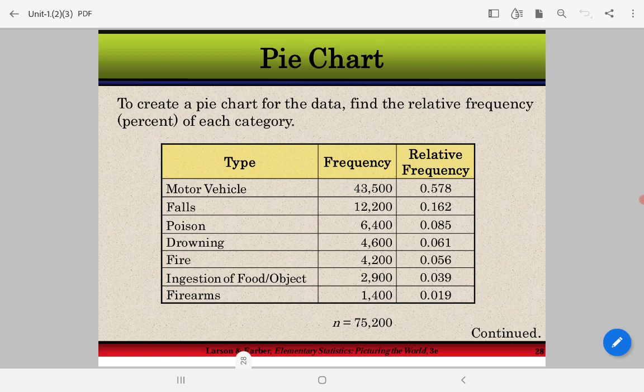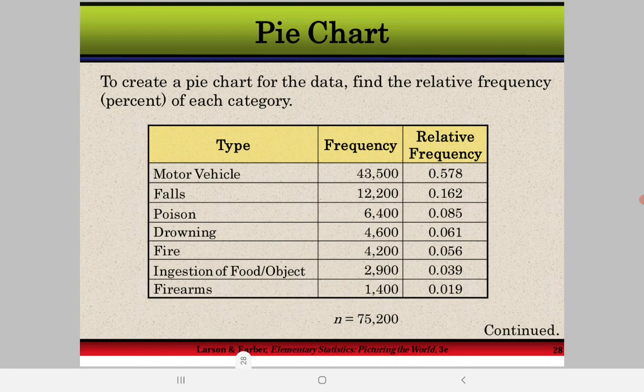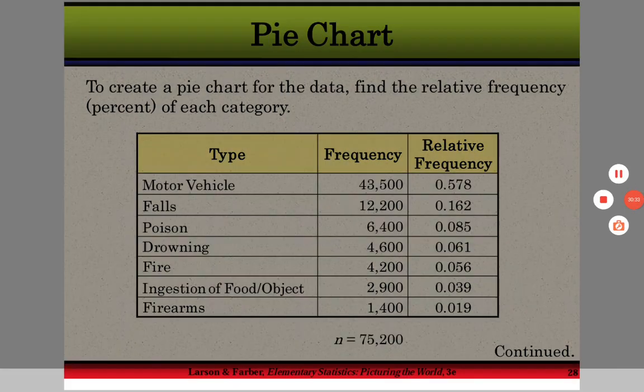What is the formula for finding the relative frequency? It is frequency by total number of items, that is f by n. Relative frequency is equal to f by n, where f is the class frequency and n is the total number of items. So in the first class, motor vehicles, the relative frequency is 43,500 by 75,200, that is 0.578.